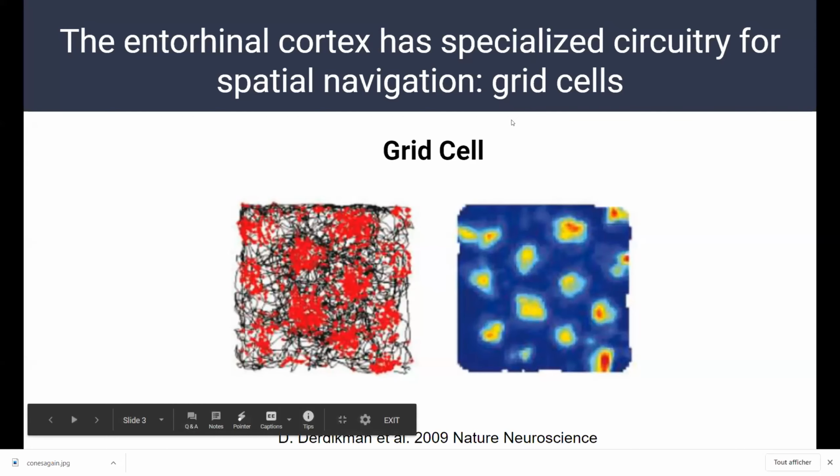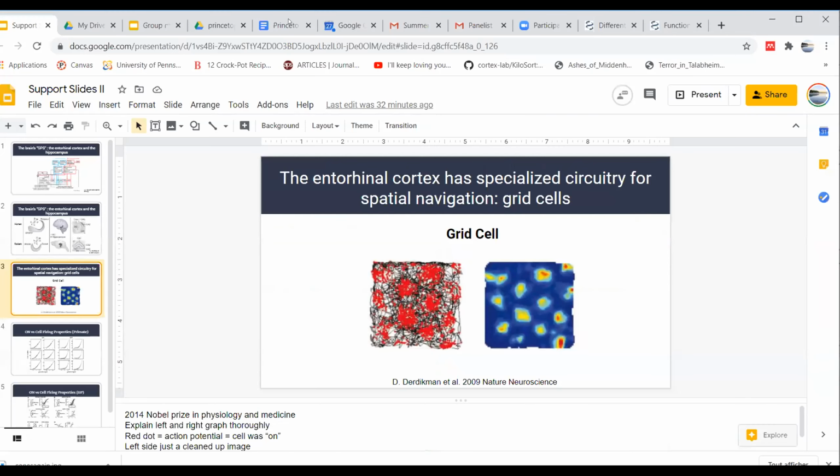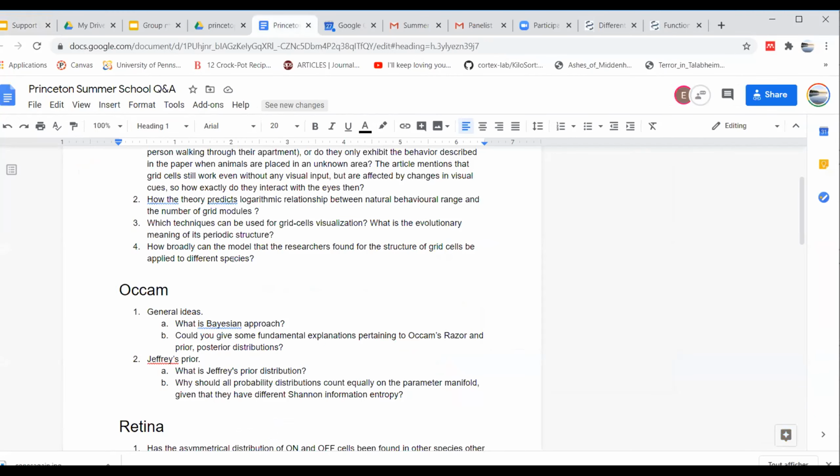Yeah, I think that mostly addresses grid cell visualization. If people have more questions, again, feel free to email me or chat.